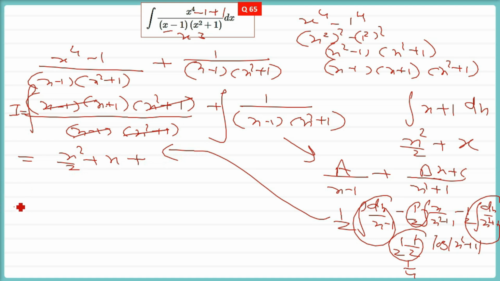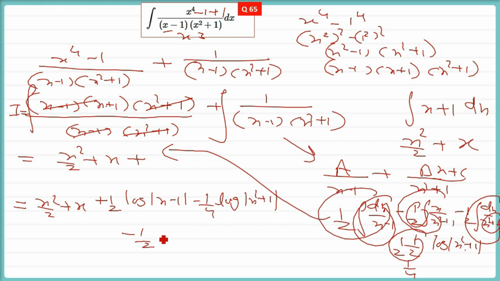So let me write the final answer just for your reference, because this first one will be log, third one will be 1 by 8 inverse x by a, middle one I just showed you. So I'm writing all of this. 1 by 2 log x minus 1, then minus 1 by 4, 1 by negative 1 by 2 tan inverse x plus c. So this is your final result.